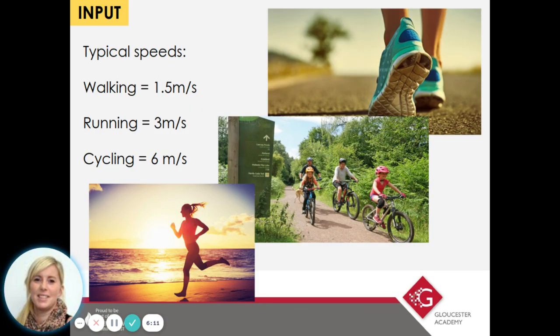So I've said this a few times already, but you need to recall these typical speeds. So you need to make revision cards. You need to come up with ways of making this information stick in your long-term memory. Okay. So walking 1.5, running 3 meters per second, and cycling 6 meters per second.